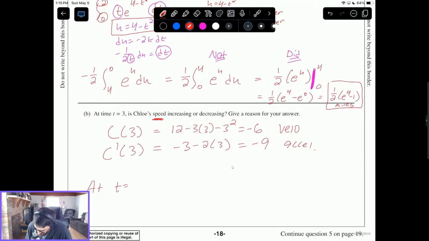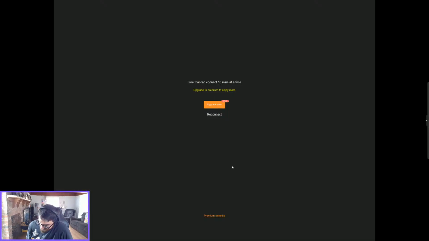At t equals 3, Chloe is speeding up. By the way, this is the same thing as speed is increasing. If this makes you nervous and you want to state exactly what the question said, then you can just rewrite that.